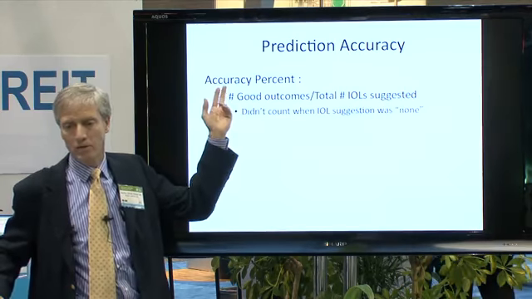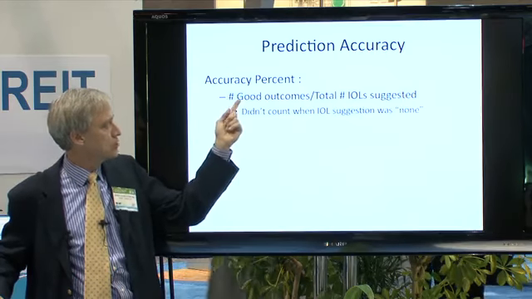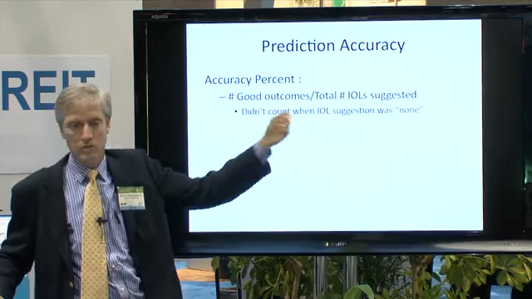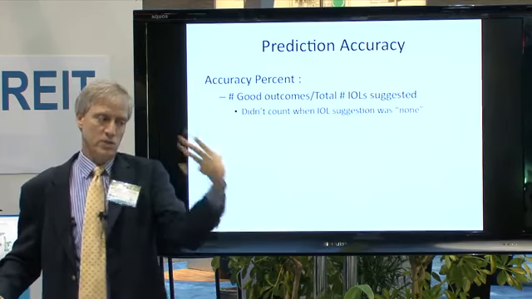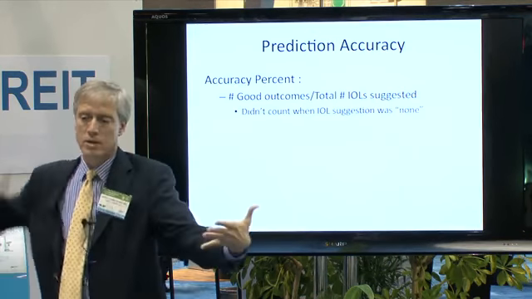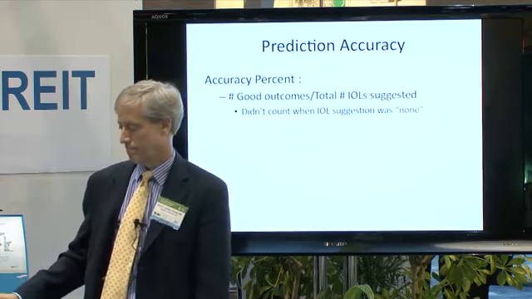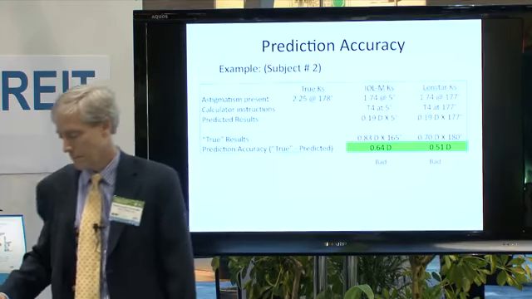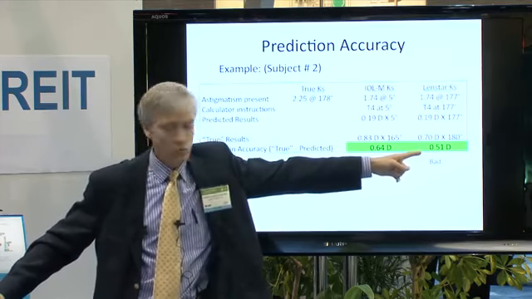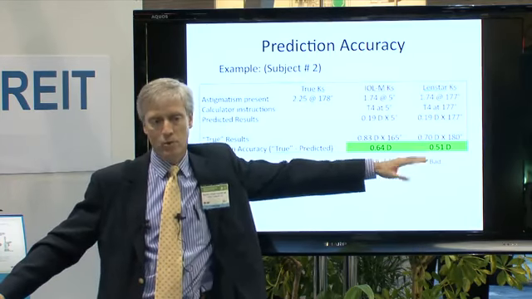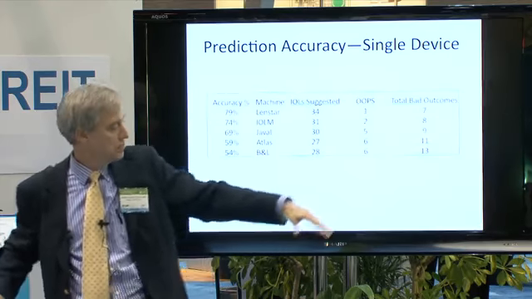Prediction, this is the number right here. Accuracy percent is the number of goods over the total IOL suggested. So we want this to be 100%, right? We want to know if the machine printout says use it, we're right on. Just to review, this is a bad result. This one is a bad result, greater than 0.5. We want this number down to 0.